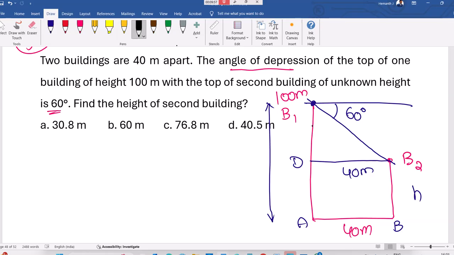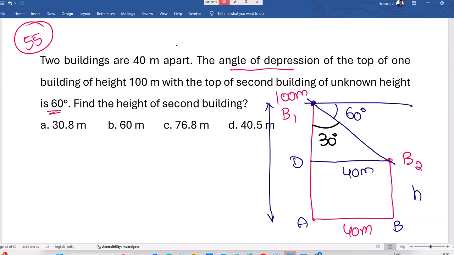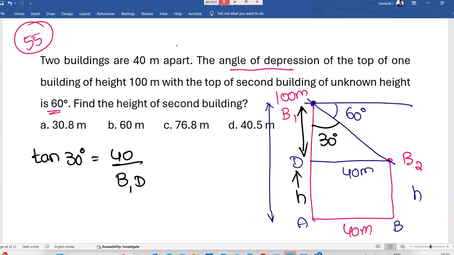This will be 30 degrees. Do you agree with that? Is that 30 degrees? Yes. Now tan 30 degrees is equal to 40 divided by B1D. This distance. 100 minus B1D is your answer. Here also H only, right? If that is H, this is also H. So what I want to calculate is 100 minus B1D.